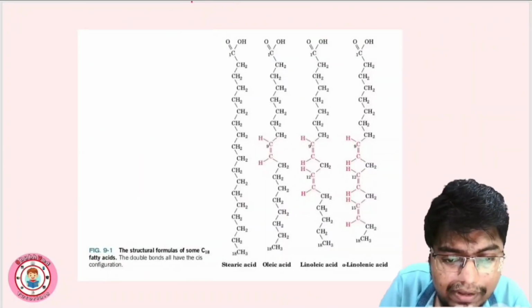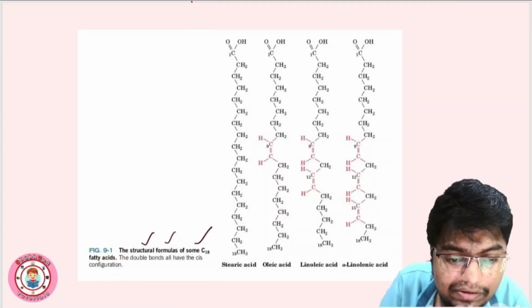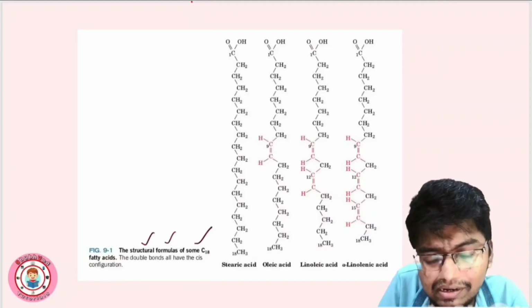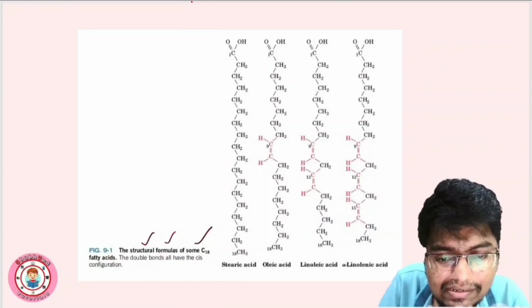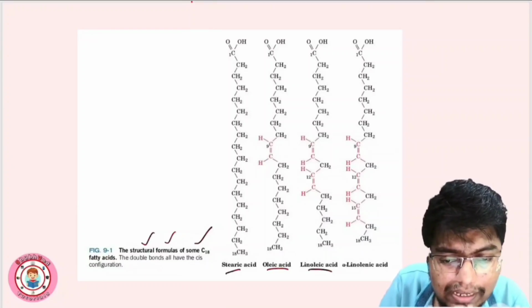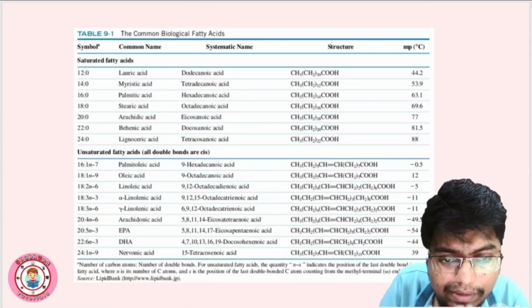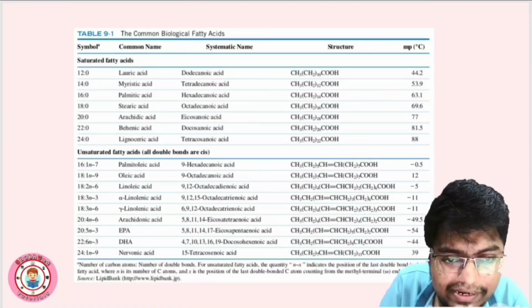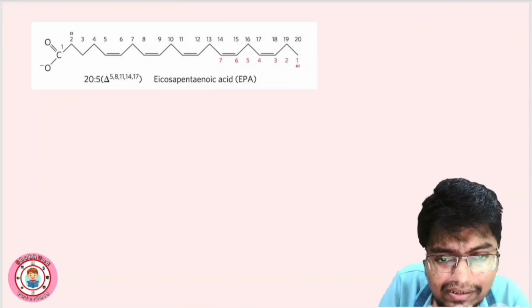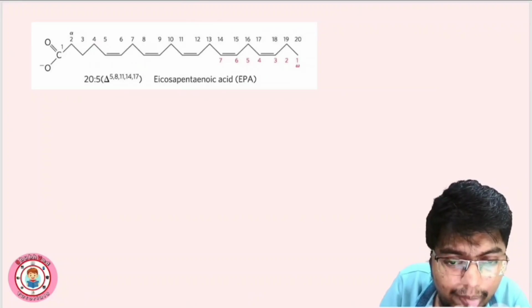This is one more table where you can see structural formulas of some carbon 18 fatty acids. Okay, just arrangement is different. Stearic acid, oleic acid, linoleic acid, and alpha linolenic acid. One more table, same saturated fatty acids, you can see, and unsaturated fatty acids. All double bonds are cis, right? So basically, see, omega fatty acids we know, omega 3 and omega 6.